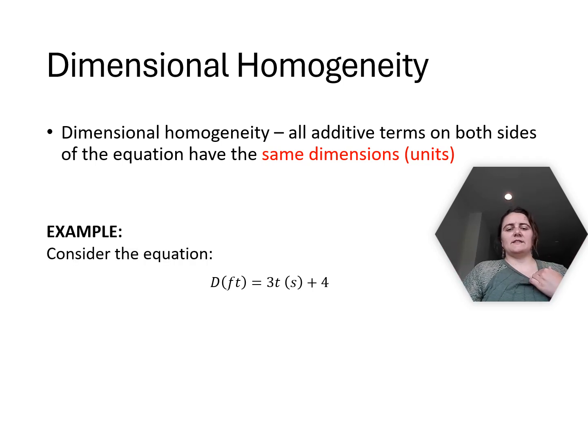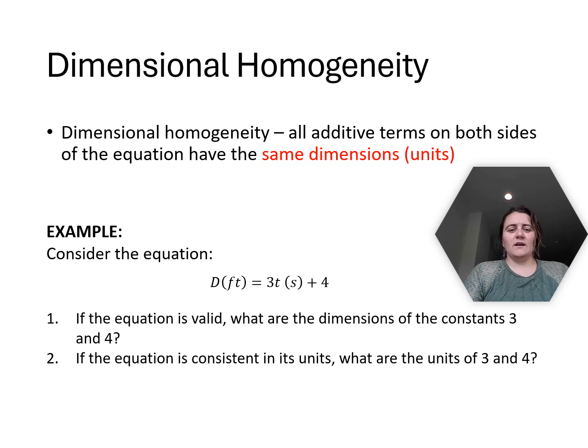As an example, let's consider this equation that's up on the slide. We have d in units of feet is equal to 3 times t, where t is in units of seconds, plus 4. Now, in order for this equation to be true, we need units on the constant 3, and we need units on the constant 4. So if d is in feet, that means that 3 times t must be in feet, and whatever 4 is by itself also needs to be something similar to feet, right?